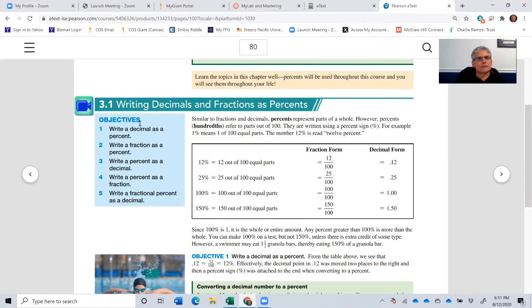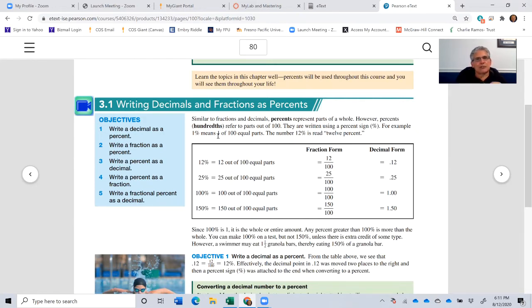Okay, 3.1, writing decimals and fractions as percents. The book describes how fractions and decimals are very similar. Percents represent parts of a whole, just like a fraction does. However, percents are really looking at parts of a whole out of 100. So we're taking a whole amount and saying, well, that whole amount, whatever it is, equals 100%. And then if we have anything less than 100%, then we have a part.